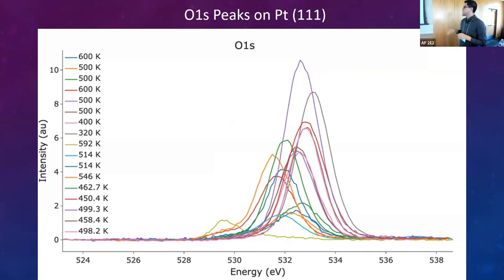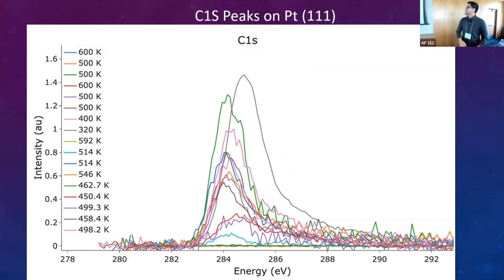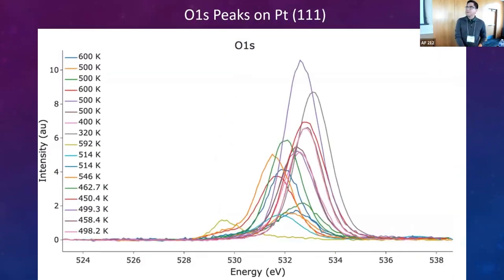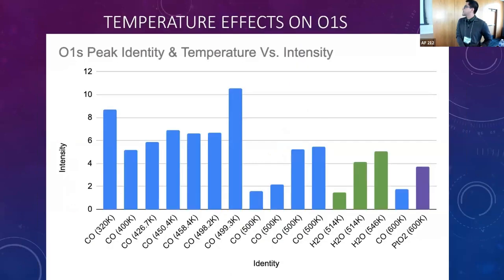We see the temperatures and the binding energies, which are around the oxygen region. One thing to note is that for the O1s peaks and the carbon 1s, for the carbon containing species, the intensities were significantly lower relative to the oxygen. So I'll be going into a little more detail about that.